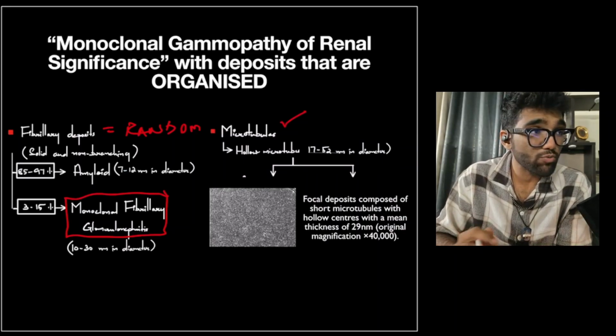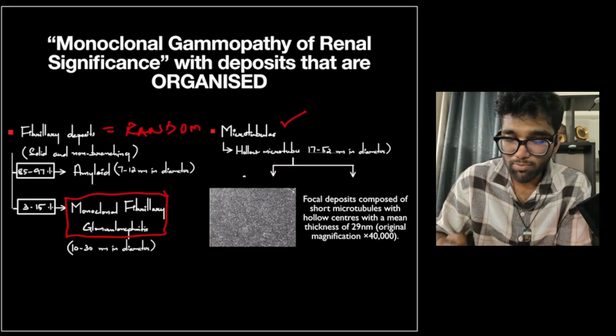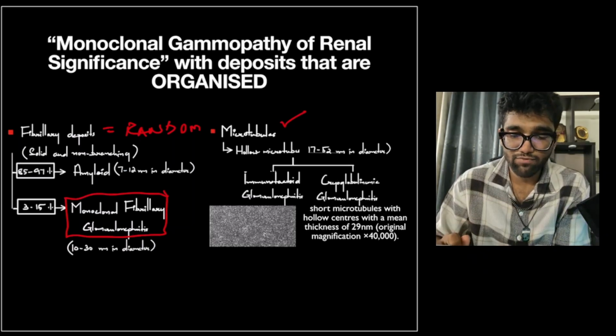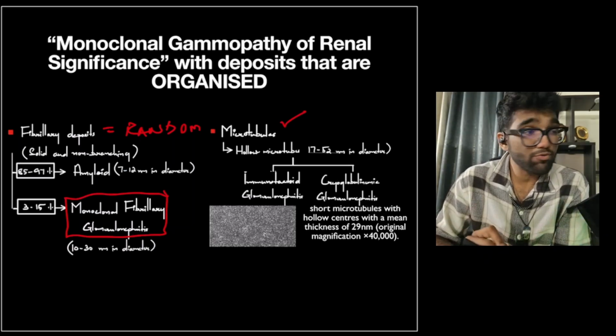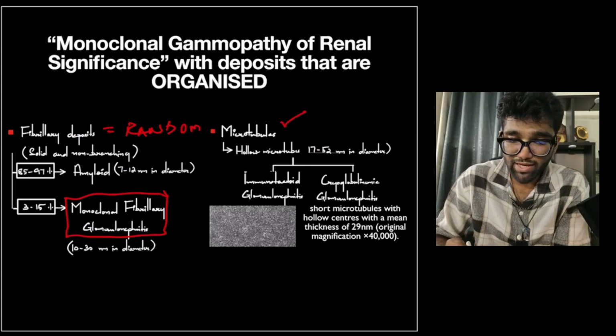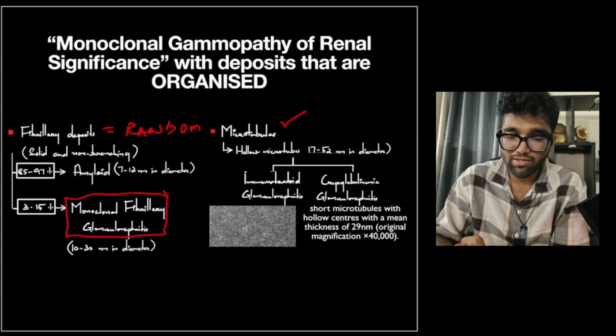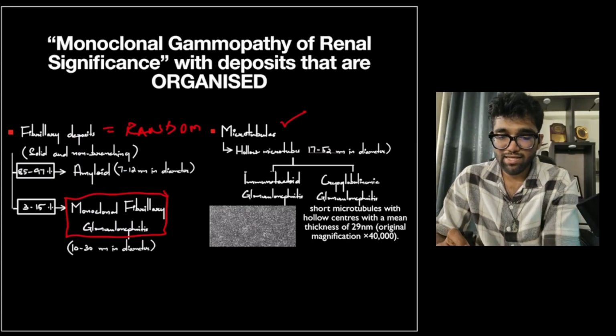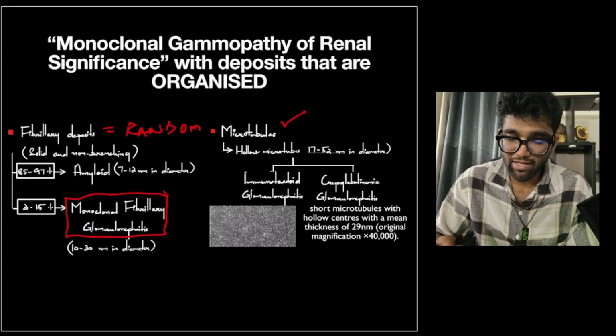So why is this a microtubule? Because it's hollow and it may show branching. The diameter on average is larger than that of fibrillary deposits. So there are two types of microtubular deposits. The first one that I showed is slightly smaller. They are called immunotactoid glomerulonephritis. And the larger ones, with a mean thickness of over 30 nanometers, are what we call cryoglobulinemic deposits.